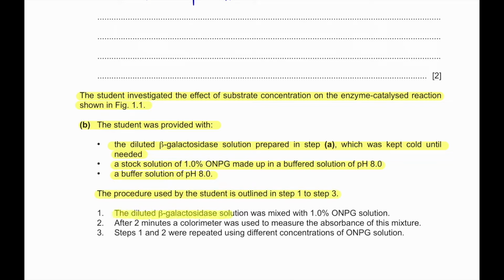The diluted beta-galactosidase solution was mixed with 1% ONPG solution. After 2 minutes, a colorimeter was used to measure the absorbance of this mixture. Steps 1 and 2 were repeated using different concentrations of ONPG solution.